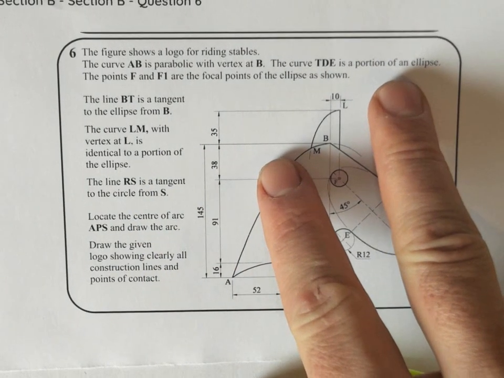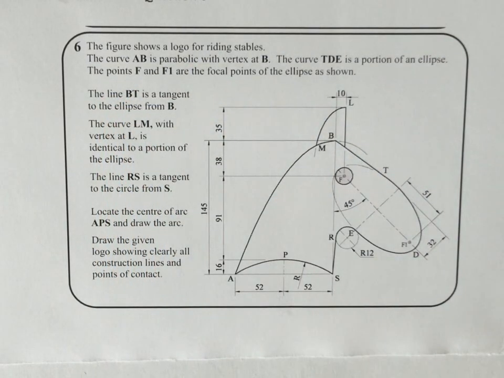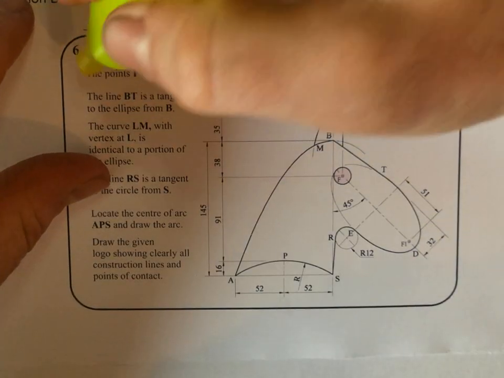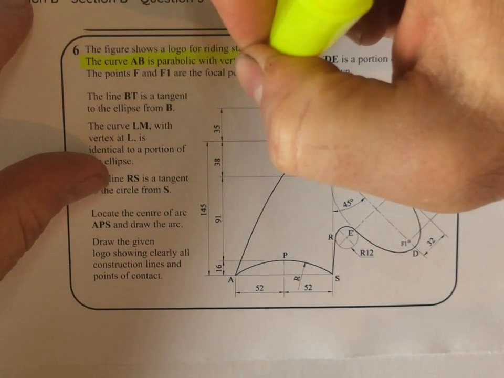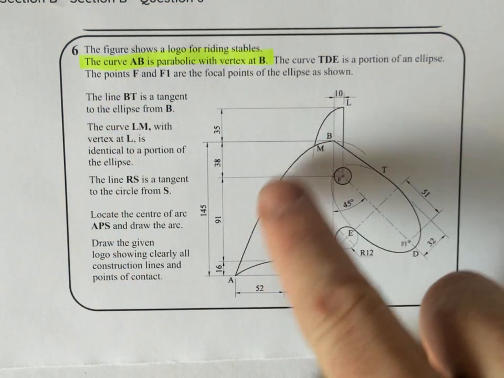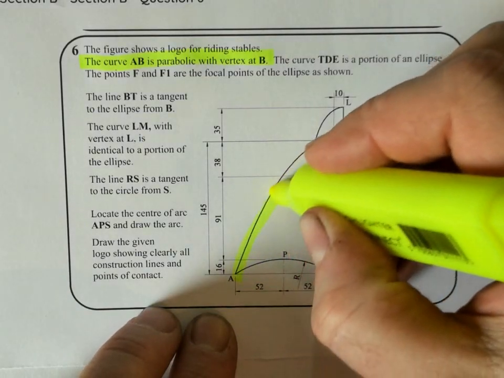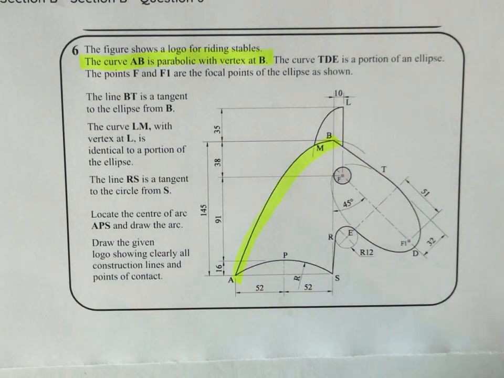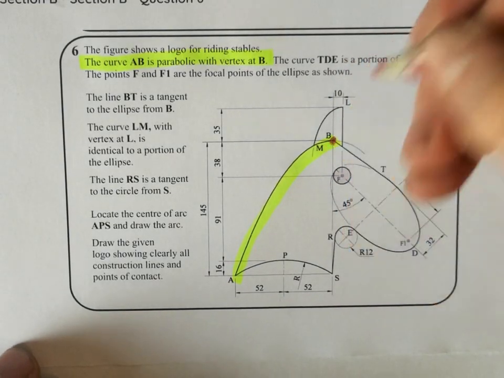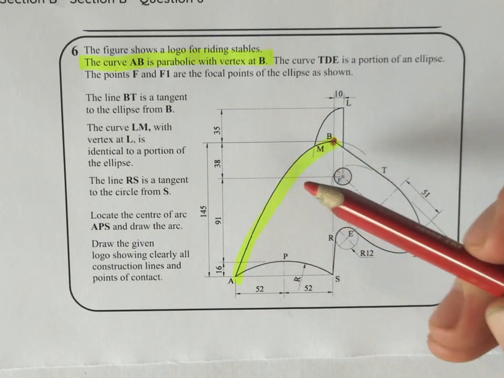So the figure shows a logo for riding stables. The curve AB is parabolic with vertex at B. So this is the part that I will be concentrating on. So AB is a semi-parabola, as you can see. Here's A, and it curves up to point B, which is the vertex. So there's our vertex, and you can see that I've highlighted the outline of the semi-parabola.